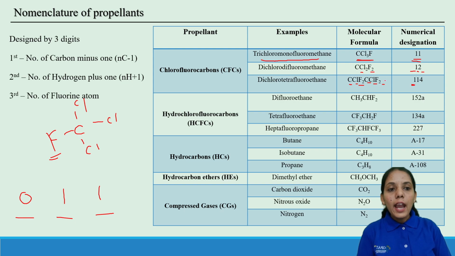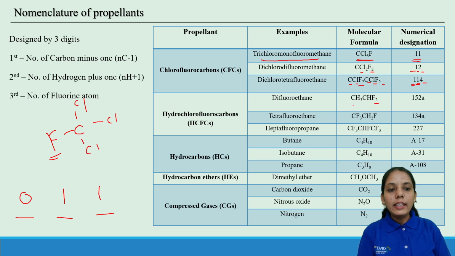And how many hydrogen atoms? Again, no hydrogen atoms are present, so it will be 0 plus 1, which is 1. And how many fluorine atoms? Tetrafluoro, the name itself suggests it, so it will be 4 fluorine atoms.